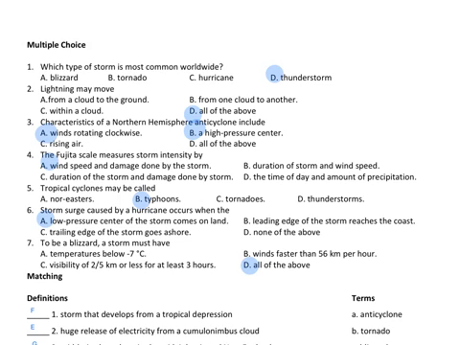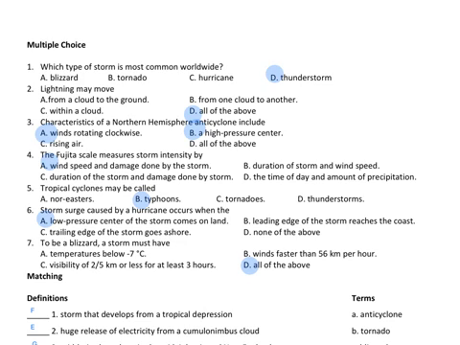Characteristics of a Northern Hemisphere anticyclone include. Now this one, I apologize. It actually had two answers. It would not have rising air, it would actually have sinking air. So that's why I highlighted A and B. I'll fix it for next year. Sorry, guys. The Fujita scale measures storm intensity by wind speed and damage done by the storm.